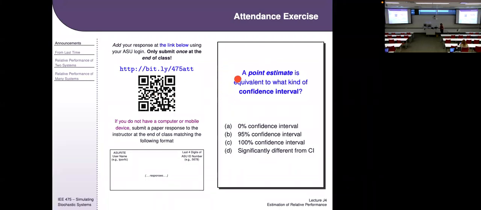A point estimate is equivalent to what type of confidence interval? Is it a 0% confidence interval, 95%, 100%? Or is it totally different? Is this a red herring and a point estimate has nothing to do with confidence intervals? Go ahead and put what you think is the right answer there, A, B, C, or D. It's only one of those.